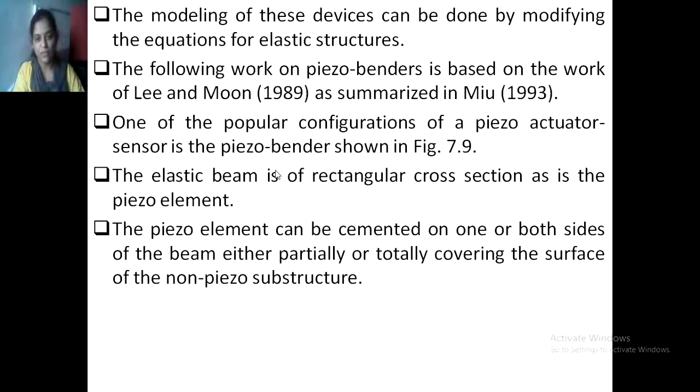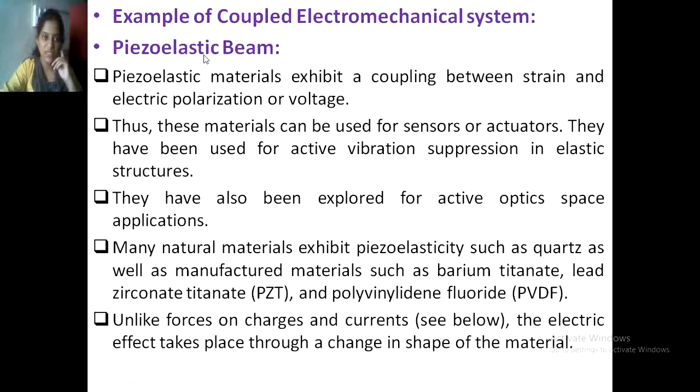So one of the popular configurations of a piezoactive sensor is the piezo bender that we are going to see in figure number 7.9. The elastic beam is of rectangular cross-section, as is the piezo element. The piezo element can be cemented on one or both sides of the beam, either partially or totally covering the surface of the non-piezo substructure. So let us see one example of a coupled electromechanical system, that is, the piezoelastic beam.